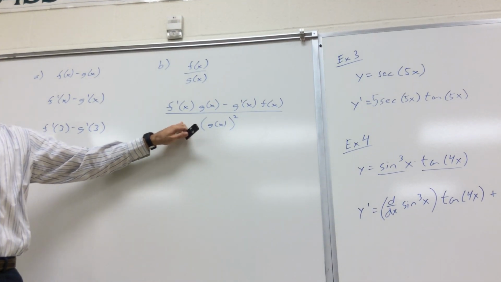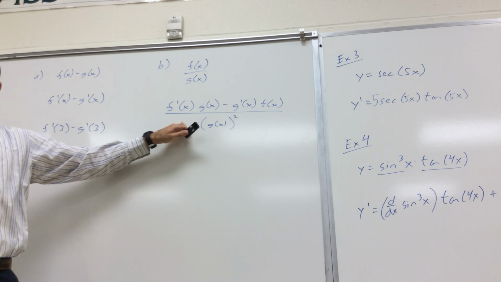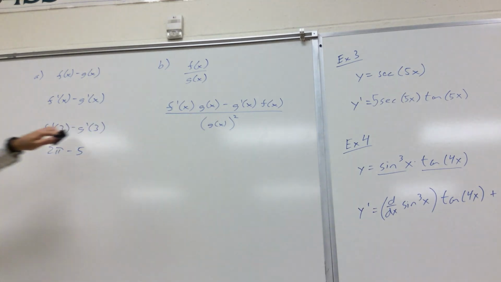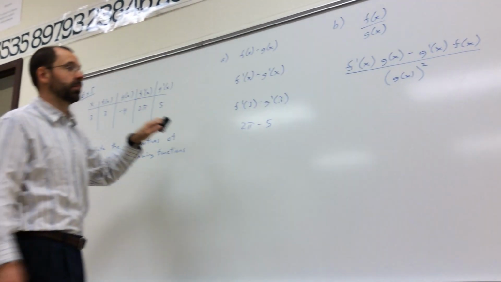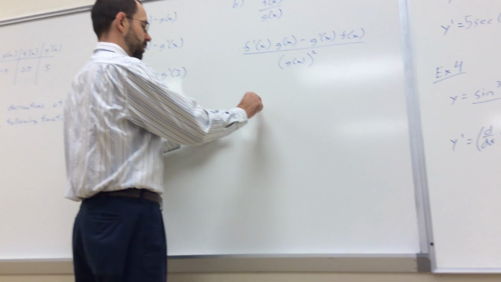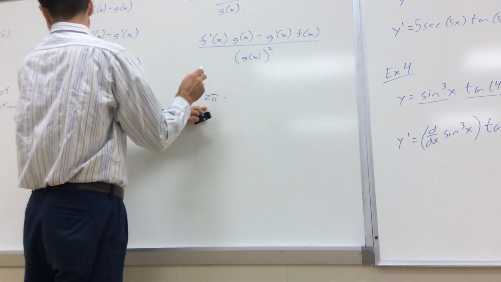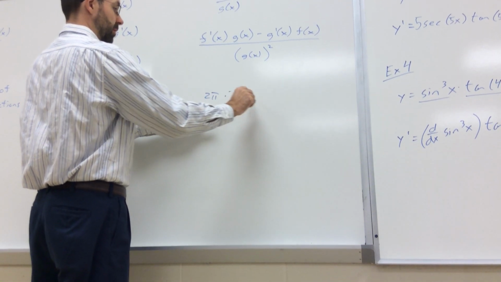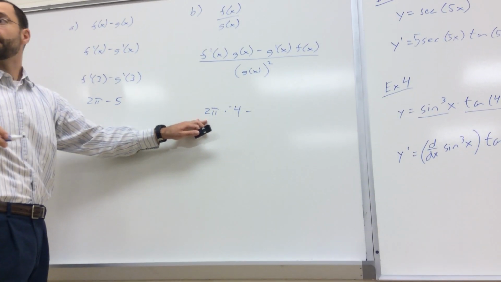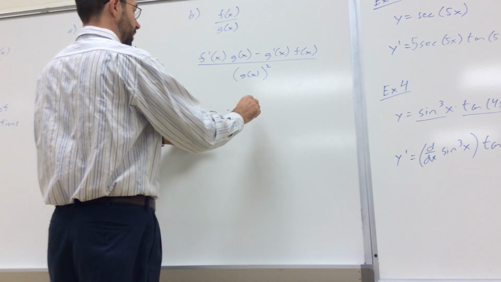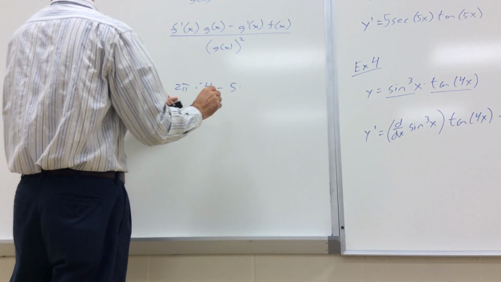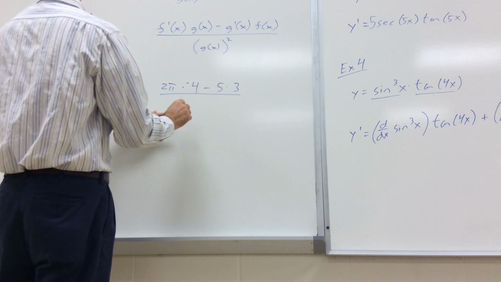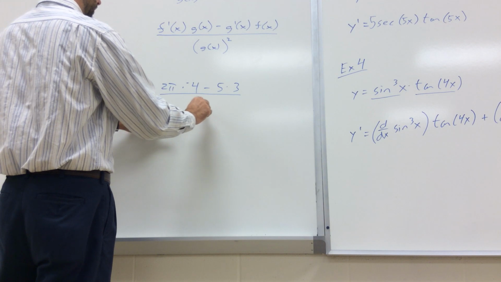Now here's my formula for the derivative, and now I can plug 3 into that. So f prime at 3 is 2 pi. And g of 3 is -4. And then g prime of 3 is 5. And f of 3 is 3. And g of 3 is -4.